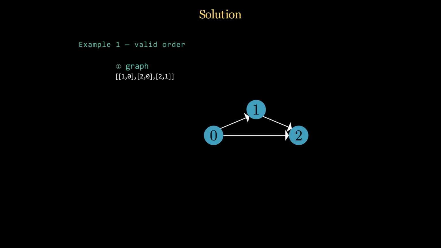Phase 1 for example 1. Each pair A, B means an edge from B to A. Together these edges form the prerequisite graph on the right, 3 nodes, edges from 0 to 1, 0 to 2, and 1 to 2.